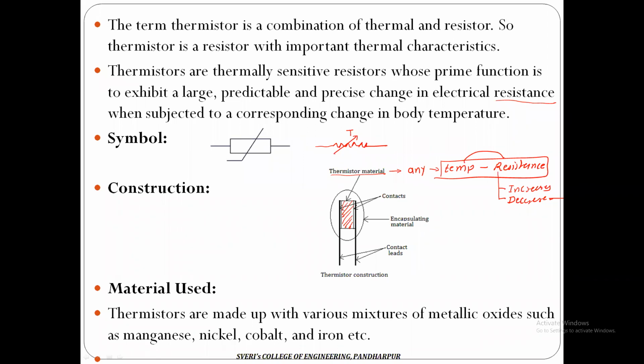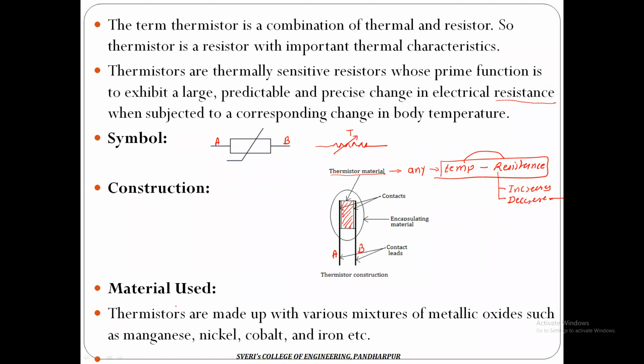This material will be connected with two connecting rods. We call them contact leads. These are the two terminals of the thermistor. This is the A terminal, this is the B terminal. Similarly, this is the A terminal, this is the B terminal. And this entire construction is encapsulated with another material. It can be shown with this oval shape base material. So this is the basic construction of the thermistor here.